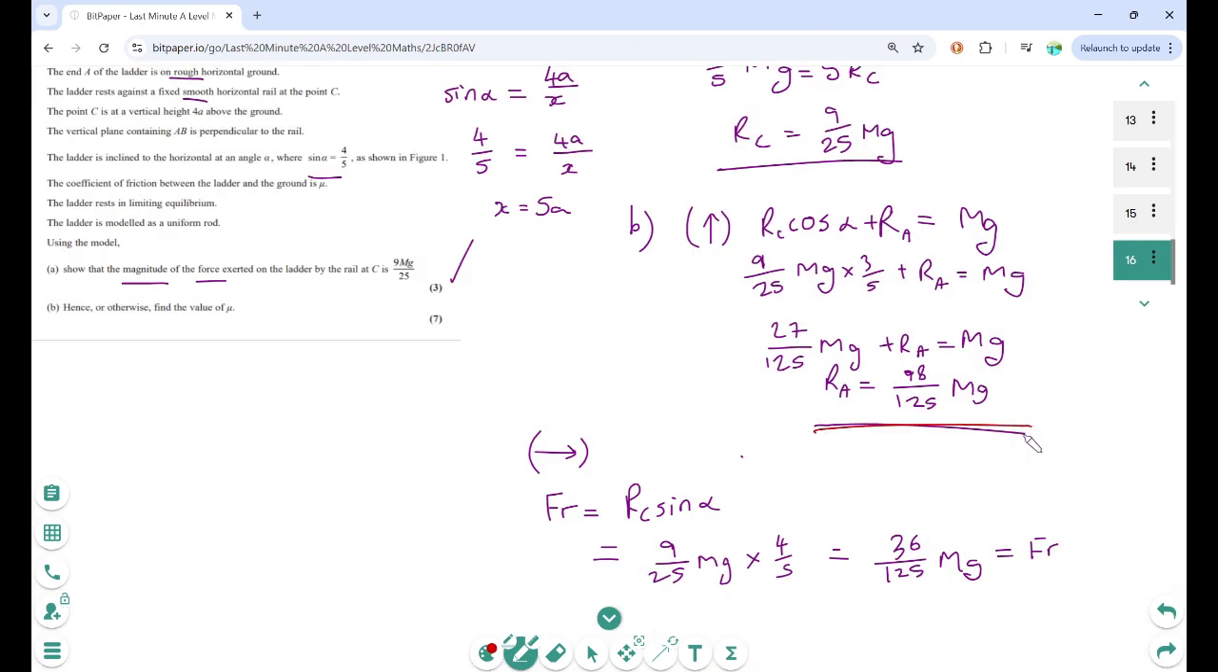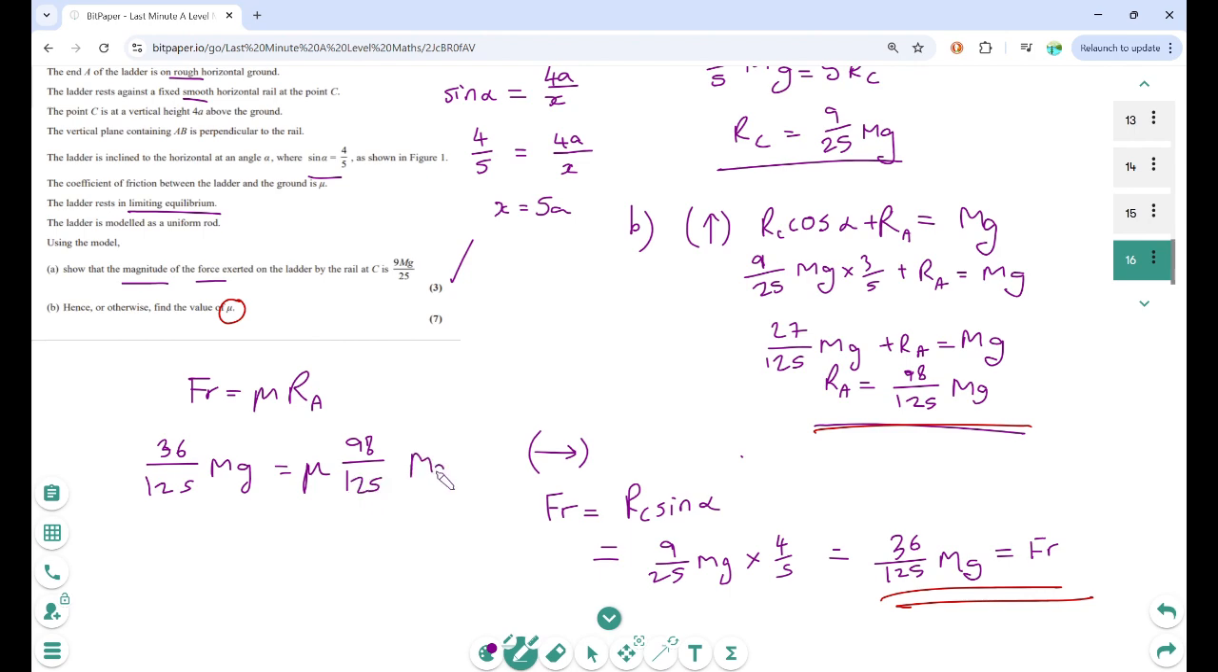Let's underline both things we learned from doing these equations. And now looking at what we're actually trying to find in this question, find the value of mu. So we have friction and we have RA. We know our formula is friction is mu R, assuming we're in limiting equilibrium. Remember it can be less than or equal to this. If it's in limiting equilibrium, friction is mu R. So friction, which we've worked out, is 36 over 125 mg, is mu, the end goal, times R, RA in this case, which is 98 over 125 mg.